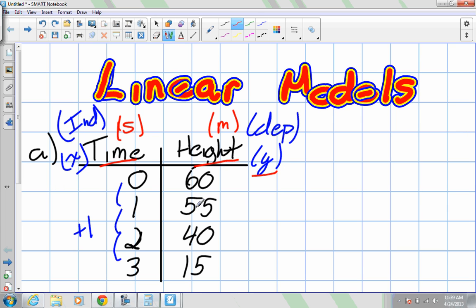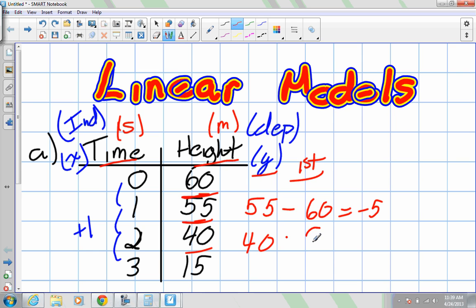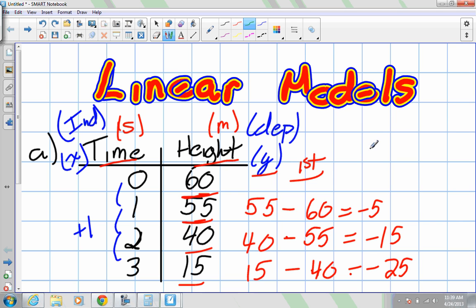The way we do that using first differences is we take the second value and subtract the first. Very similar to what we had done yesterday. Okay, so 55 subtract 60, this is going to be our first difference, is going to give us -5. We then take 40 and subtract 55. What is that going to give us? -15. And finally, we take 15, subtract 40. And what do we get in this case? -25. Are the first differences the same? No.